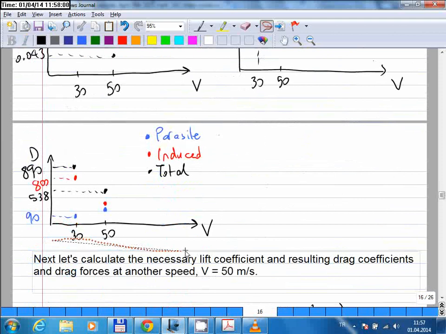The horizontal axis is velocity, flight velocity. The vertical axis is the drag force. The total drag force is 890, and we can show the two components of drag force separately. So this is the drag force due to parasitic drag, and the drag force due to induced drag. This is the total of the two drag forces.